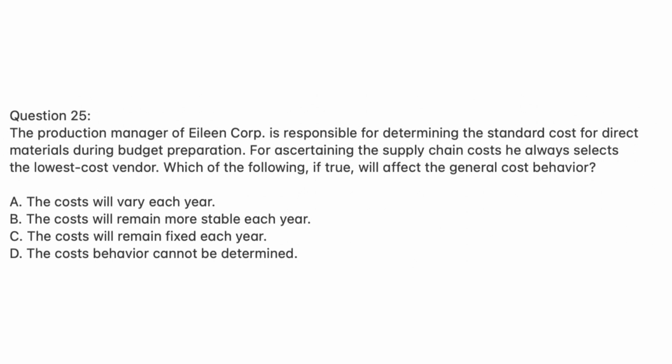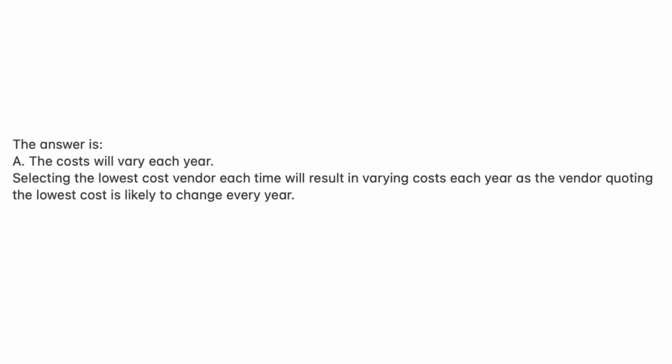Question 25. The production manager of Eileen Corporation is responsible for determining the standard cost for direct materials during budget preparation. For ascertaining the supply chain costs, he always selects the lowest cost vendor. Which of the following, if true, will affect the general cost behavior? A. The costs will vary each year. B. The costs will remain more stable each year. C. The costs will remain fixed each year. D. The cost behavior cannot be determined. The answer is A. The costs will vary each year. Selecting the lowest cost vendor each time will result in varying costs each year, as the vendor quoting the lowest cost is likely to change every year.